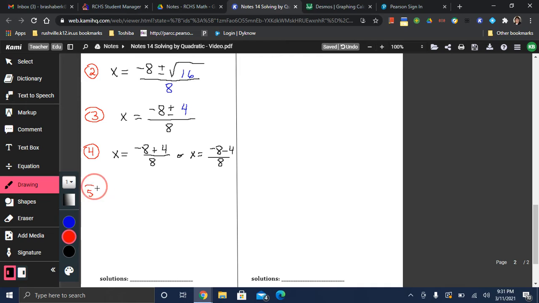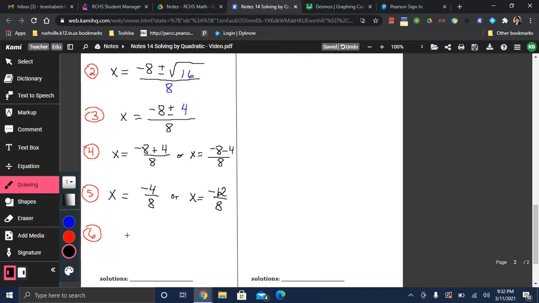Okay, on line 5, you add or subtract on top. So negative 8 plus 4, and if you need a calculator, use it. This would be negative 4. On the bottom, you have 8. Okay, and then here we have x equals. Now, this is negative 8 minus 4. Again, use a calculator if you need it. That's going to be negative 12 over 8. And then finally, line 6, this should give you your solution.